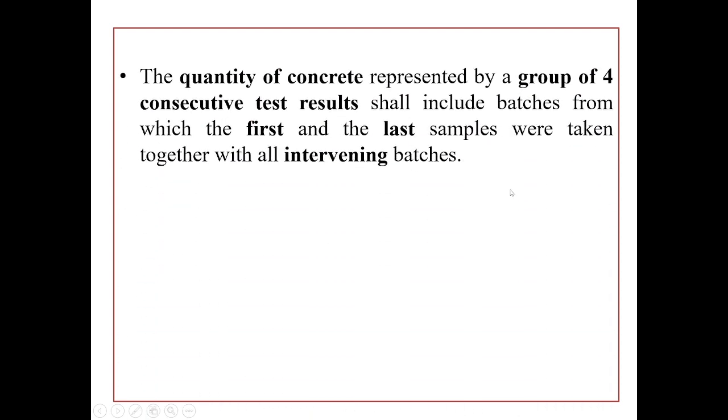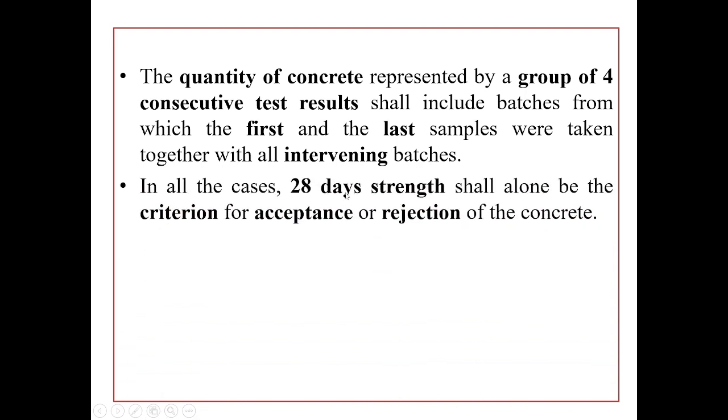Now going further, the quantity of concrete which is represented by a group of 4 consecutive test results shall include batches from which the first as well as the last samples were taken together with all intermediate batches. In all the cases, 28 days strength shall alone be the criterion for acceptance or rejection of the concrete. That means we only consider 28 days strength for acceptance or rejection. We don't consider 3 days, 7 days or maybe 14 days. It's only 28 days.